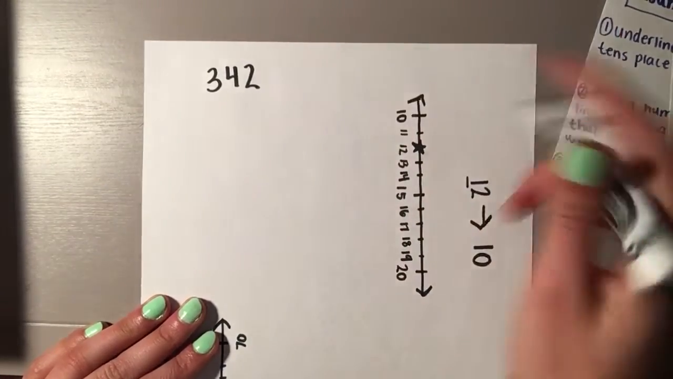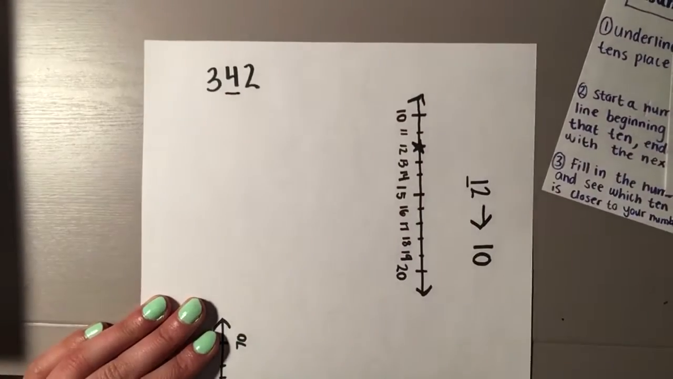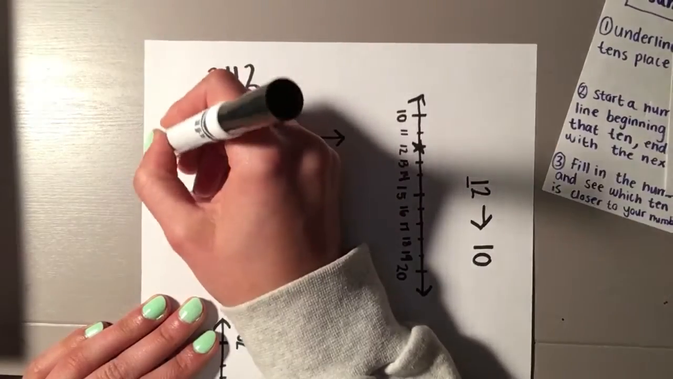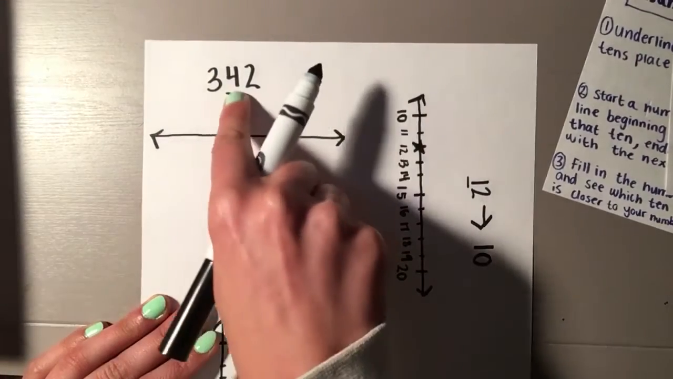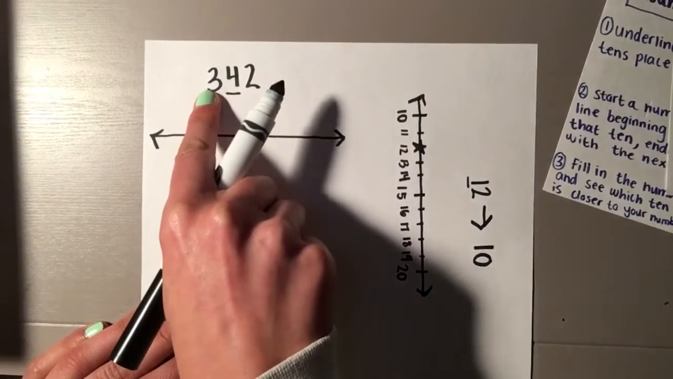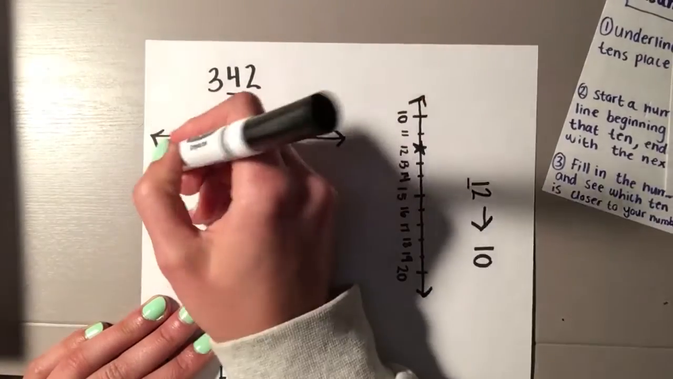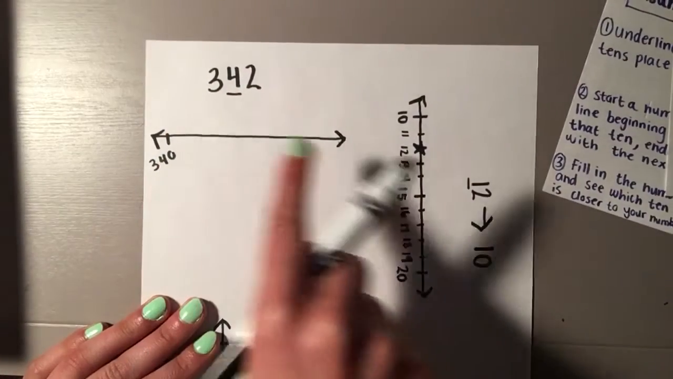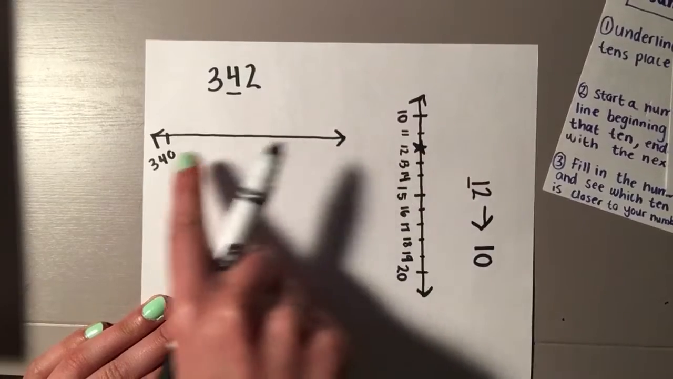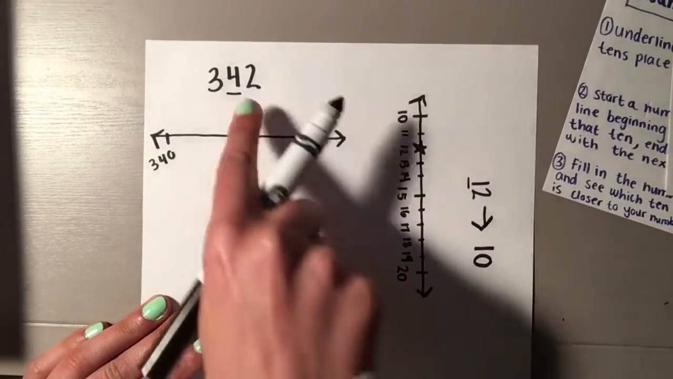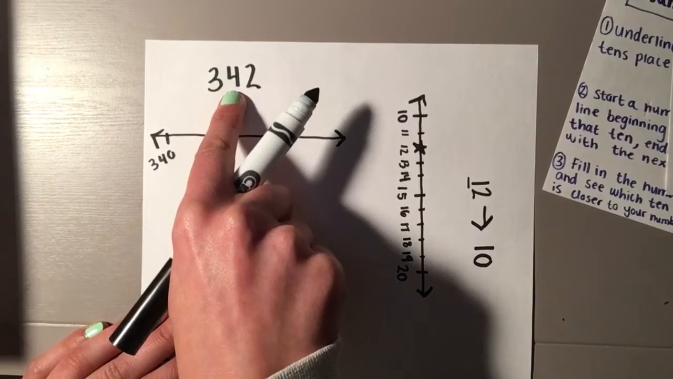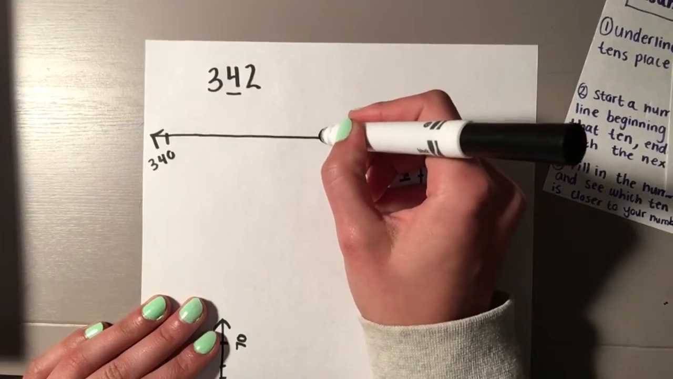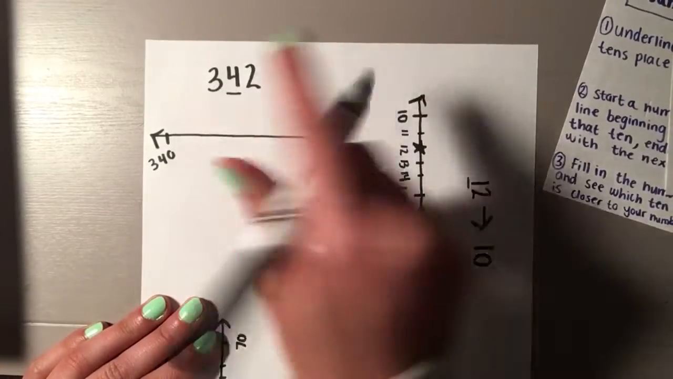My first step, underline the tens place. Second step, start a number line that starts with that 10. Now this number line is not going to start with 40. It's going to start with 340. And then it's going to end with the next 10. The next 10 would not be 400. It's just going to be one more ten than this. 10 more than 342 is 352. So, not 452, but you know what I mean, 350.